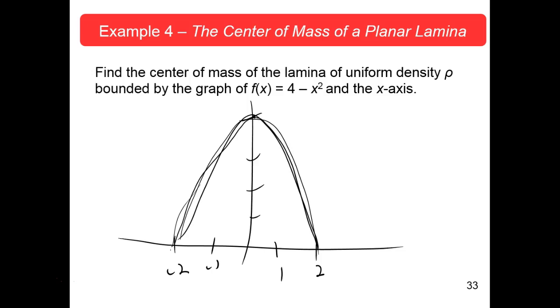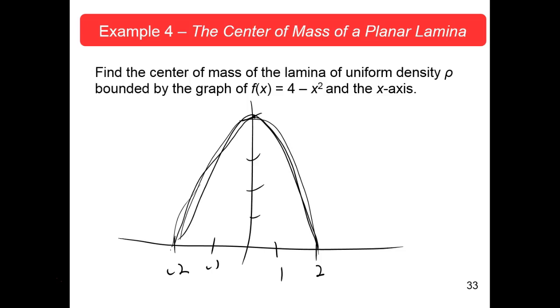Since it's uniform density, no variation in density here, can anyone tell me what x bar is going to be? 0, because this is uniform density and it's symmetric about the y-axis, the x bar is going to be 0. So really all you have to figure out is y bar.